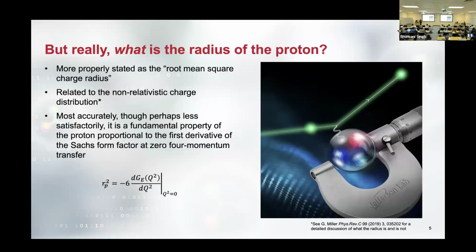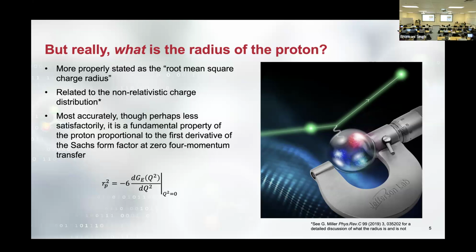So what is the proton radius in reality, though? We have a number. So it's probably more accurately stated as the root mean square charge radius. So we have some charge distribution from your quarks, your C quarks, all this other junk that's moving around inside your proton, and how far does that charge reach? How far away can you see it? And so it's related to this non-relativistic charge distribution.